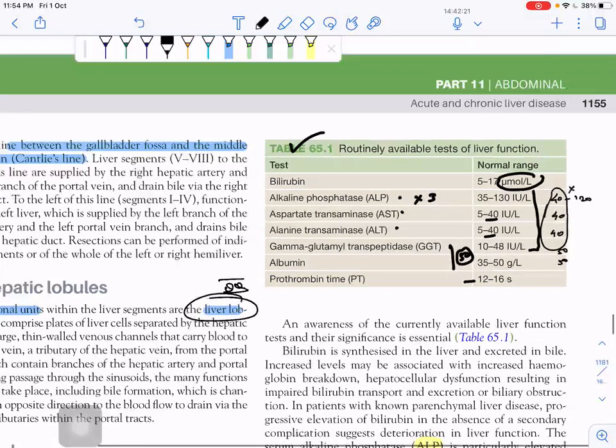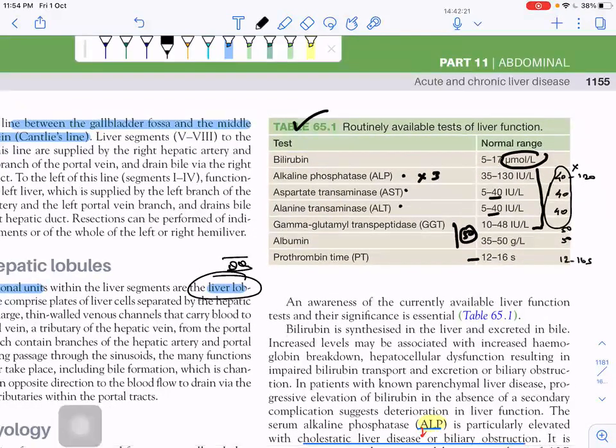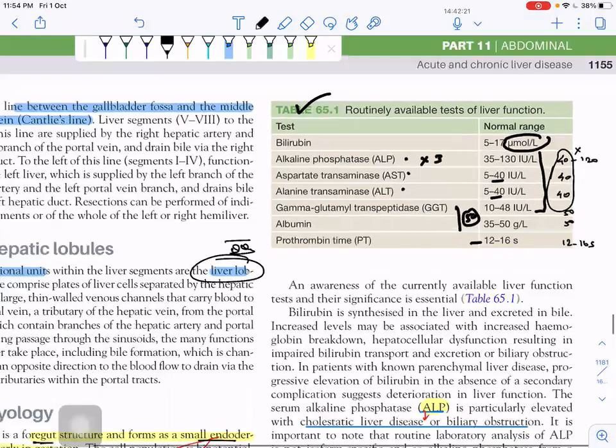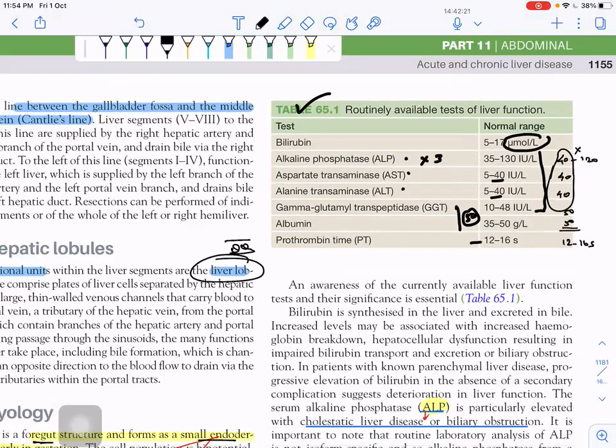And the prothrombin time is given as 12 to 16. Albumin you should remember, because in Child-Pugh they gave this value only as 35. We used to remember 3.5 only, but remember 35 to 50 grams per liter. And bilirubin you also remember 5 to 17 micromoles, because these two things they included in CTP.